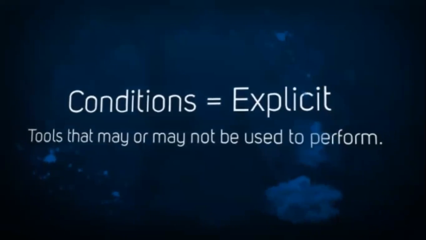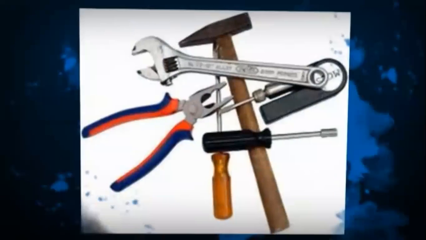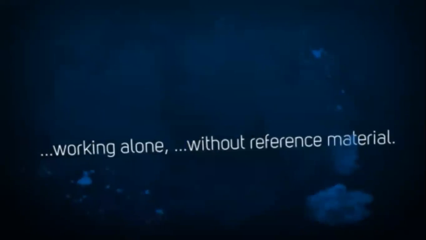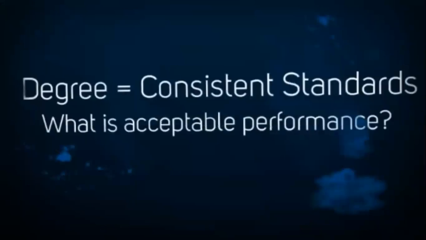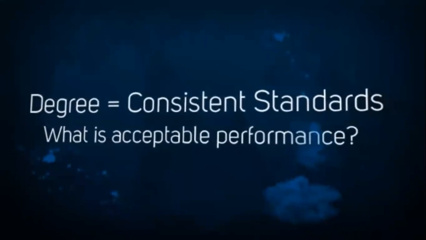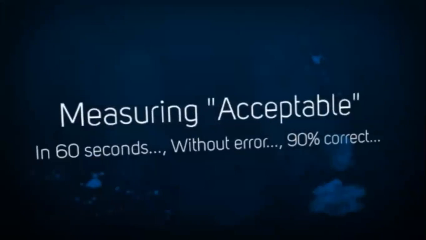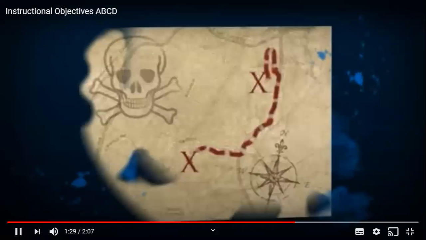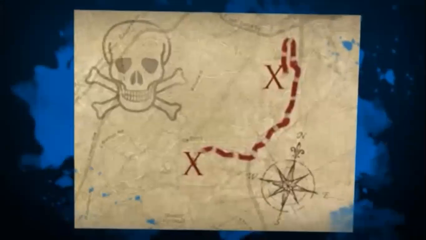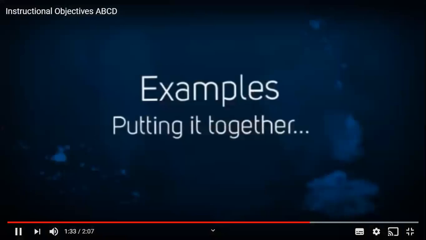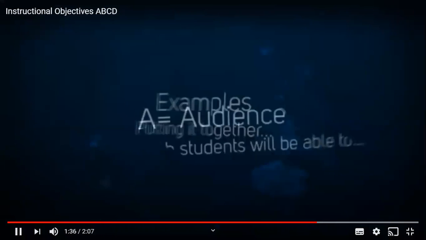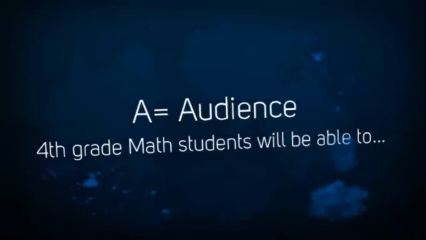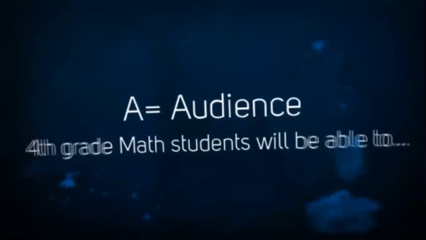The next thing, conditions must be explicit. It has to be the tools that learners can use or not use when they perform. And then the degree has to be consistent standards. What is acceptable performance? How do we measure what is acceptable? It helps to have a roadmap. It helps learners and the instructor to know what they're looking for when talking about a successful performance. So let's look at an example.